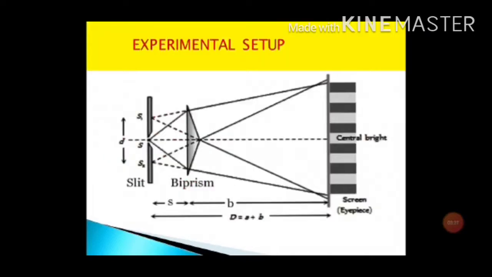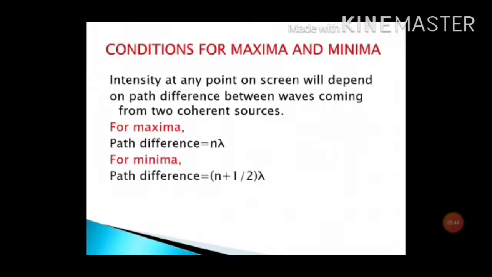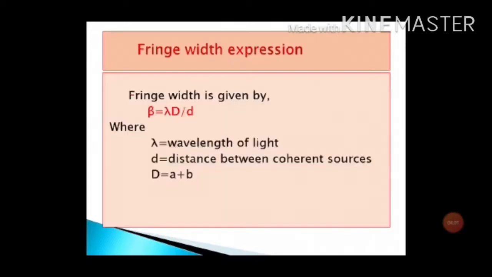As you can see in the previous picture, the path difference between the waves coming from sources S1 and S2 and reaching any arbitrary point on the screen, say the upper point, decides whether we get a maxima or a minima on the screen. You know very well that the condition for maxima is path difference equals n lambda, and for minima it is (n plus 1 by 2) lambda. Whenever these conditions are satisfied, we get bright or dark fringes on the screen accordingly.